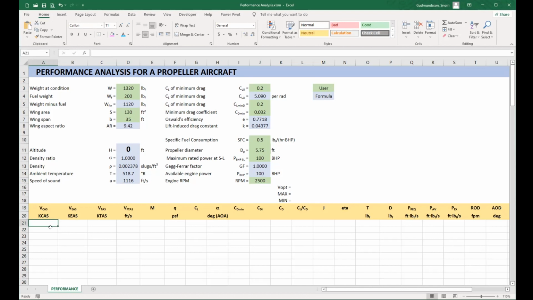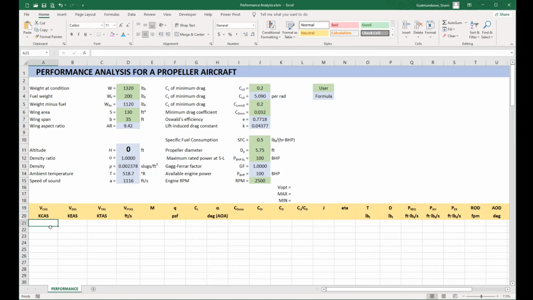Okay, here I'm going to start in the calibrated airspeed VCAS column. I do this because VCAS is the airspeed the pilot will reference to fly the airplane. It is the airspeed that would show up on the airplane's airspeed indicator if it were error-free.